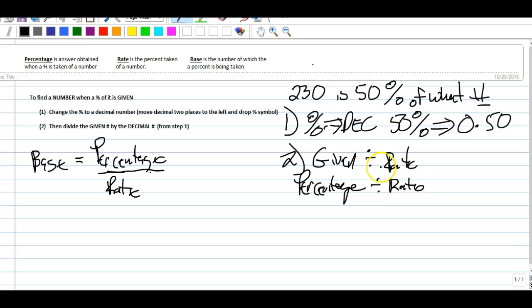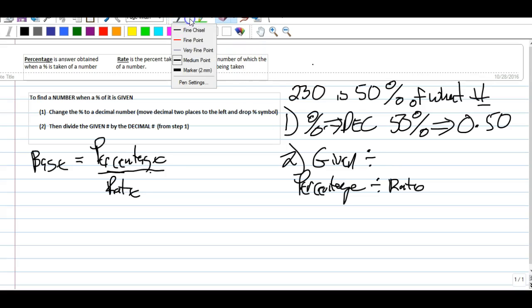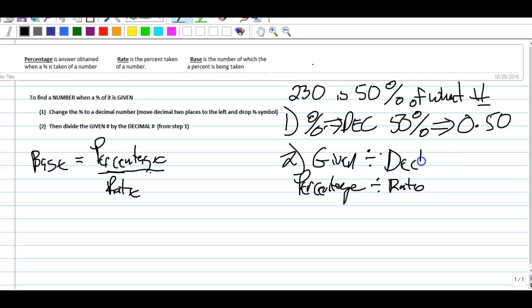Again, the rate here is what I refer to as the decimal number. So I'm going to divide the given number by the decimal number from step 1. My decimal number from step 1, in this particular case, is 0.50. So that's 230, the given number, or the percentage, divided by the rate, which is actually the decimal number, that's the percent changed to a decimal, 0.50. So it's the given number divided by the decimal number from step 1.